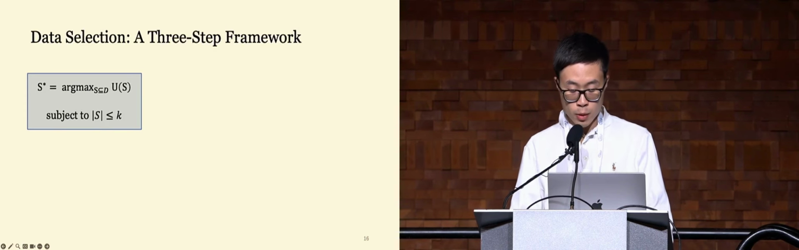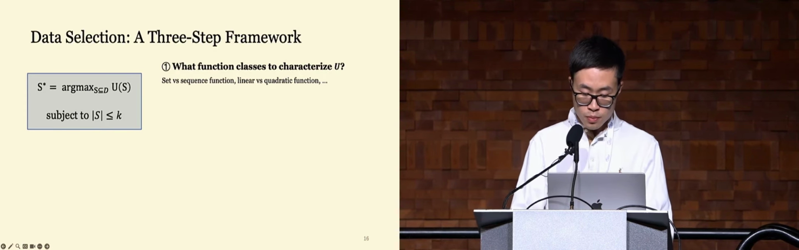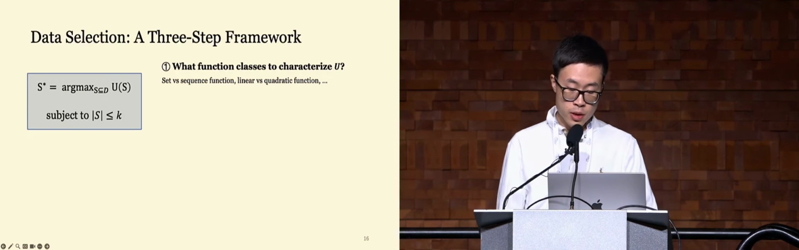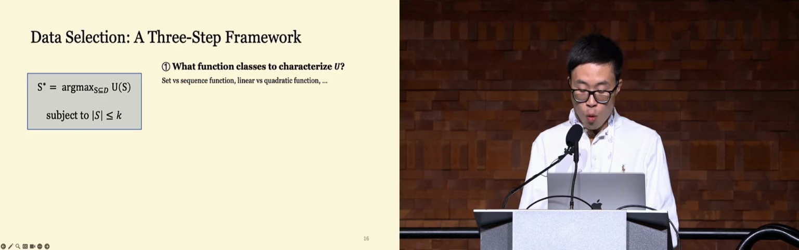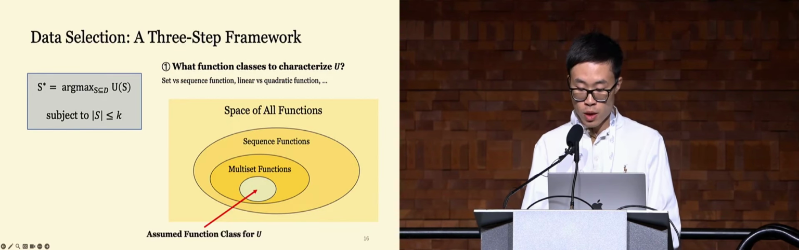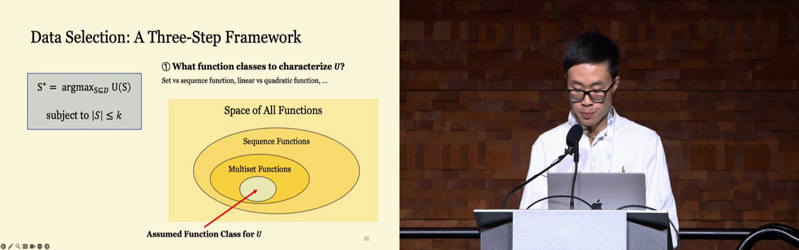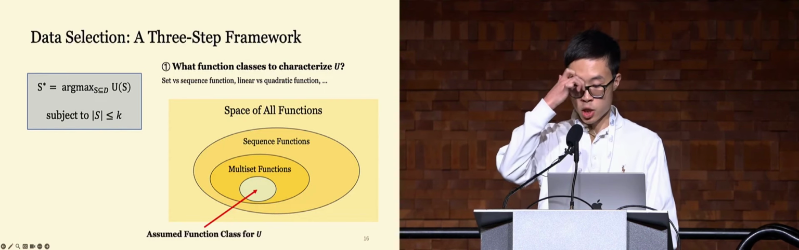It's often computationally heavy to query this utility function, even just once. And secondly, even if we could efficiently evaluate the utility function, checking all possible subsets would be computationally infeasible due to the combinatorial nature of the problem. Those challenges motivate the need for efficient data selection.